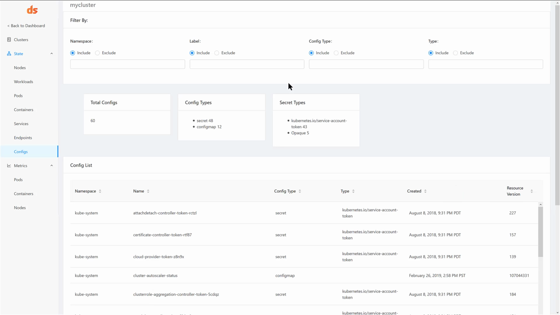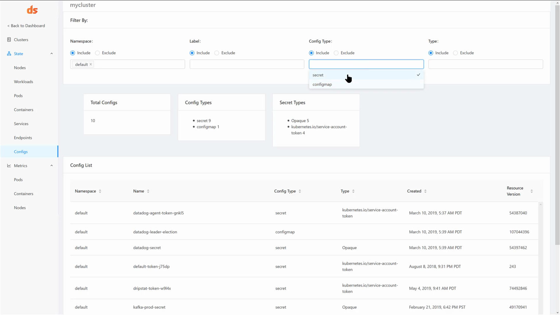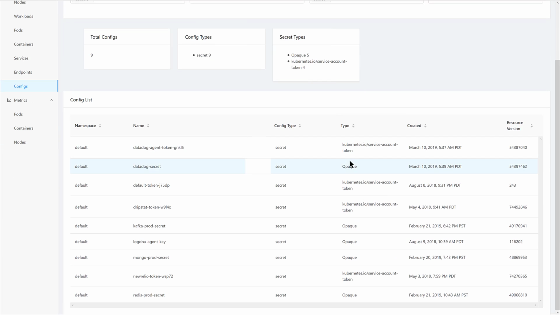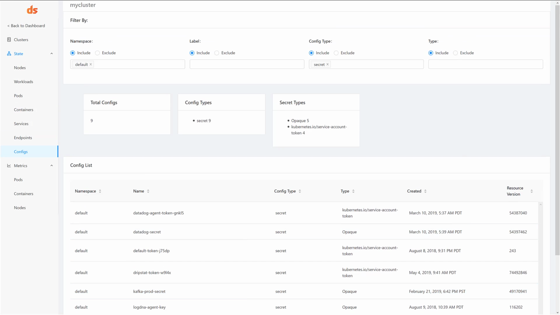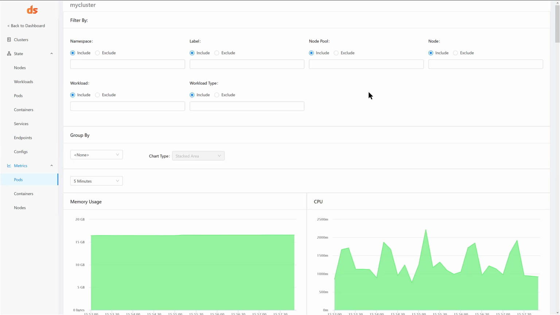We can see the secrets and config maps deployed to our cluster. Now for these two, we don't show you the contents of the secrets or config maps, but we show you all the configuration around those. So we don't leak any sensitive data. So let's say we want to see the default namespace and all the secrets in it. We see the list of those and the configuration of those, but we cannot look inside those secrets, so all sensitive data is protected.